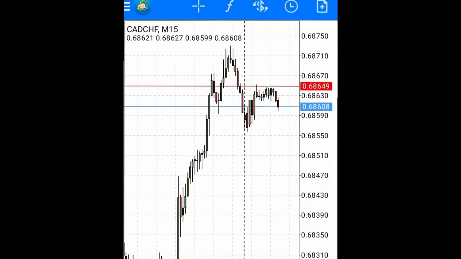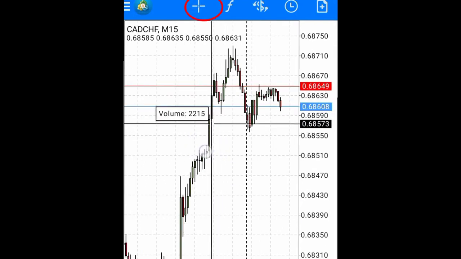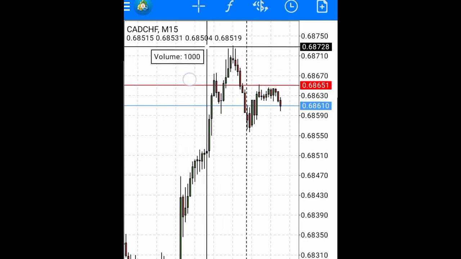So here you have your charts. Within your charts, you have crosshair. This crosshair is what you can use to check the values. You can move it around to get values at any point.